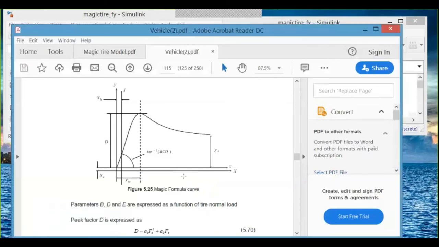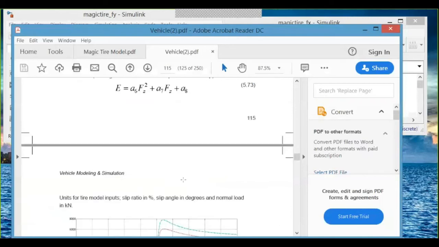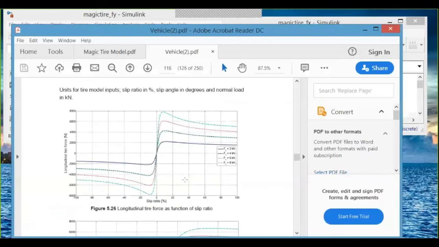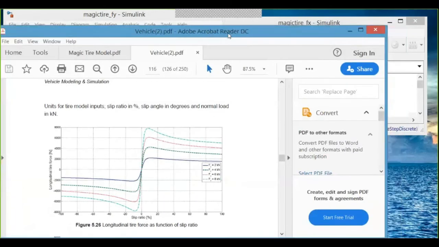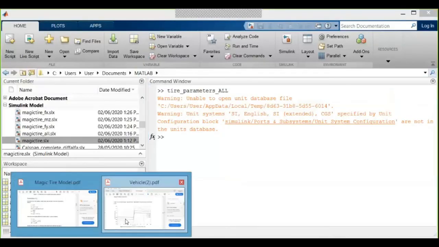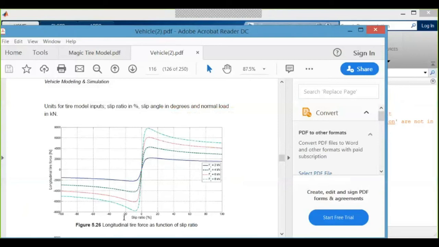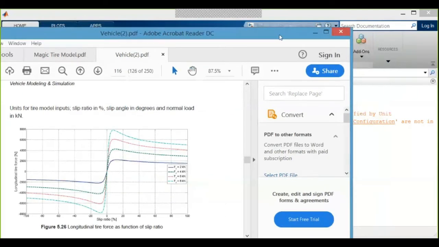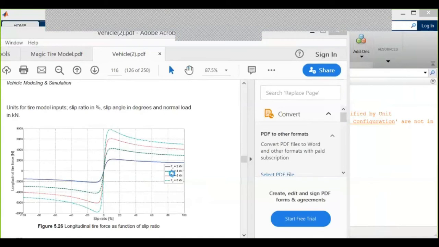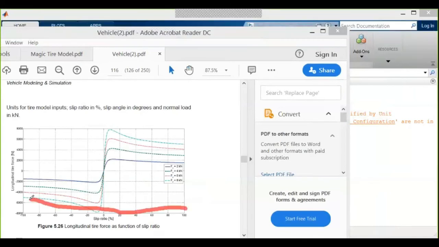Last week we did the Fx. This is the Fx. To find Fx we put different values of sigma x, the slip ratio, and then we test the simulation at different forces, Fz of 2 kilonewton, 4 kilonewton, 6 kilonewton and 8 kilonewton. And then how to analyze?